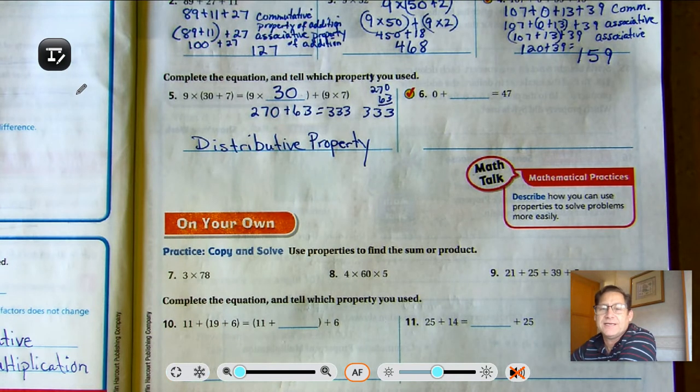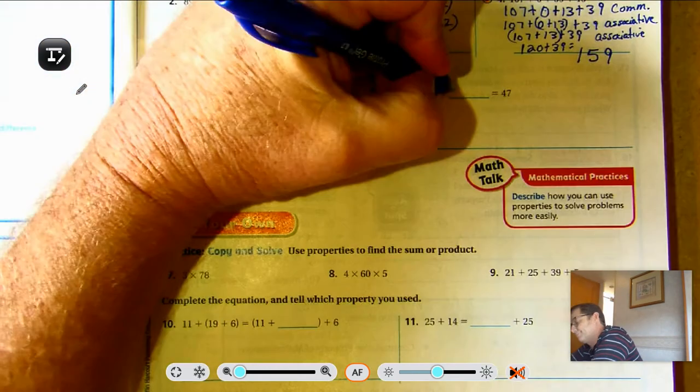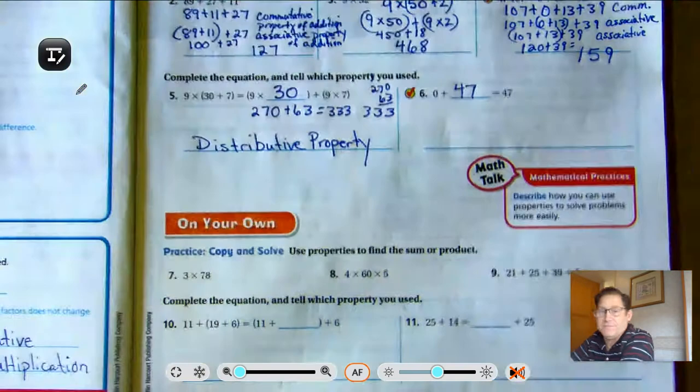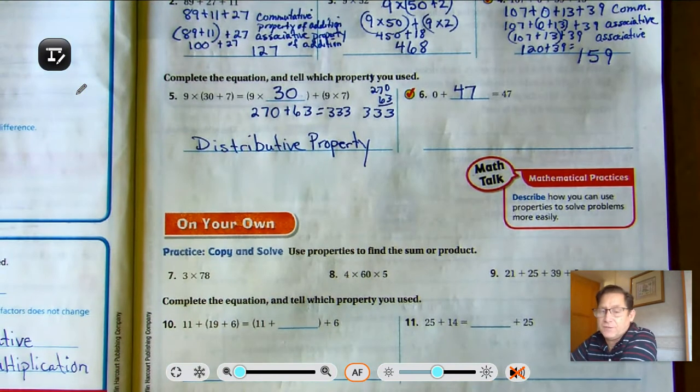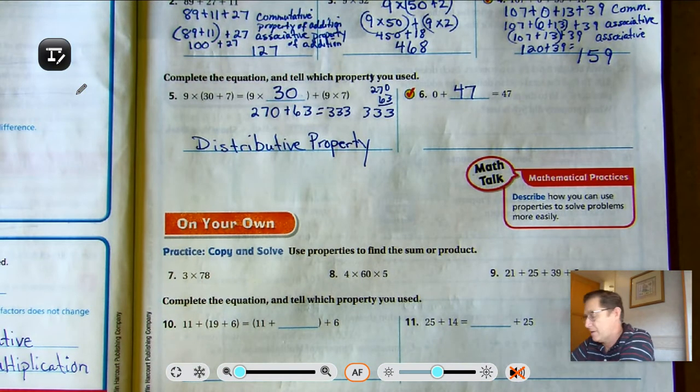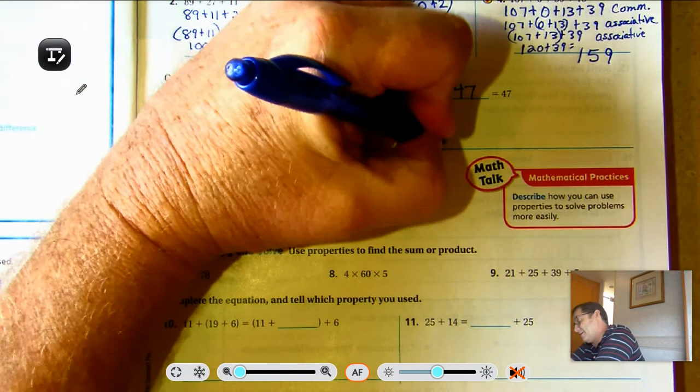All right, how about number 6? 0 plus something is 47. Well, it's got to be 47, right? Any number plus 0 is that number. And that's the identity property of addition.